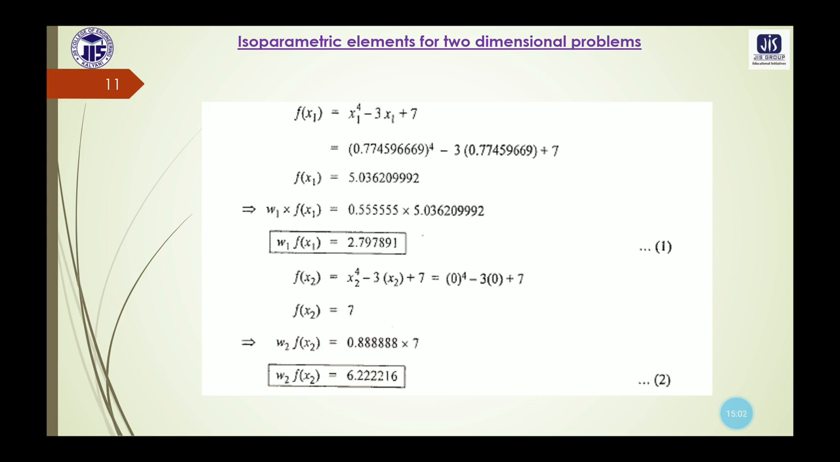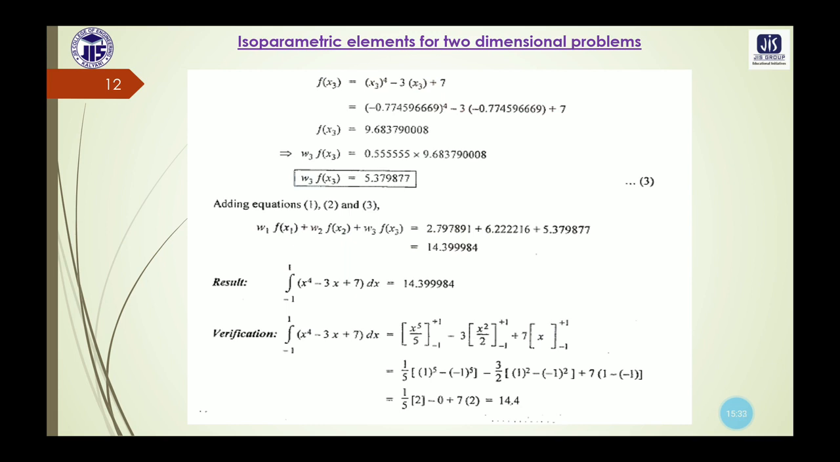In a similar manner, we need to calculate w2 into f(x2) and w3 into f(x3), because we are considering the 3 sampling points here. So f(x2) will be x2 to the power 4 minus 3x2 plus 7. If we put the value of x2 as 0, then we are getting f(x2) as 7 only. So w2 into f(x2) is coming as 6.222. So this is our equation number 2.